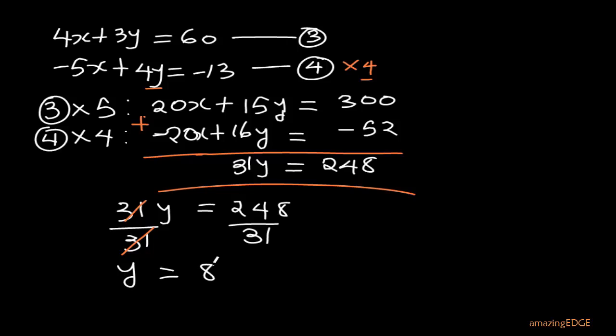You remember that what you are looking for is the unknown. Your interest is on the x and the y. That's what you are looking for. So we have gotten y, so we need to get x. So how do we get x? You put y in any of the equations.